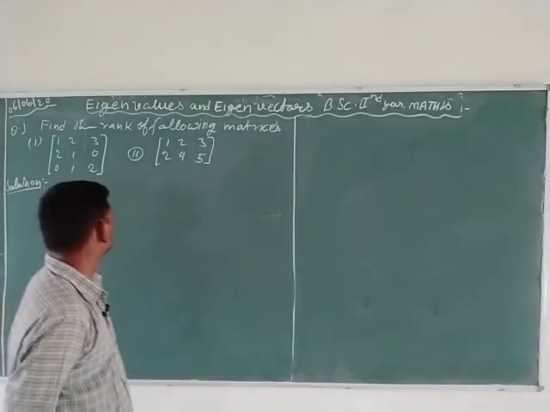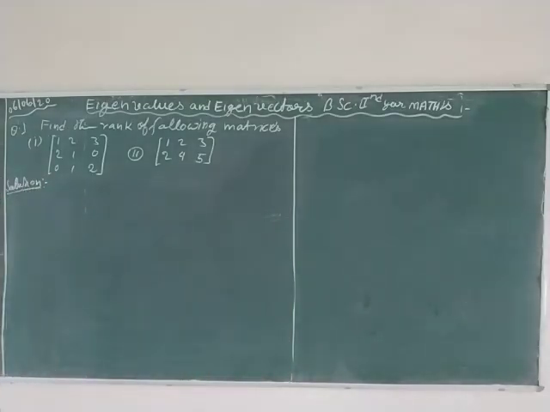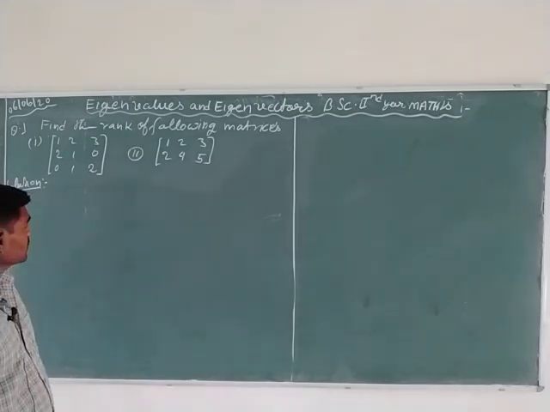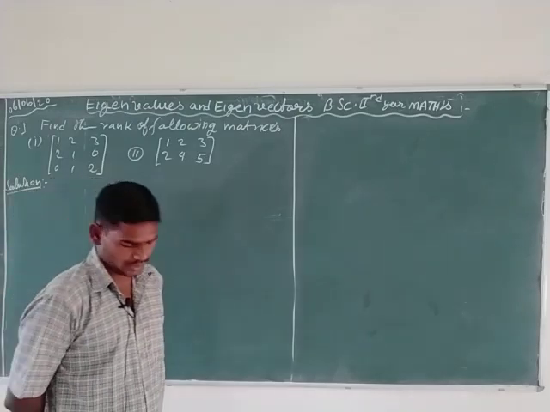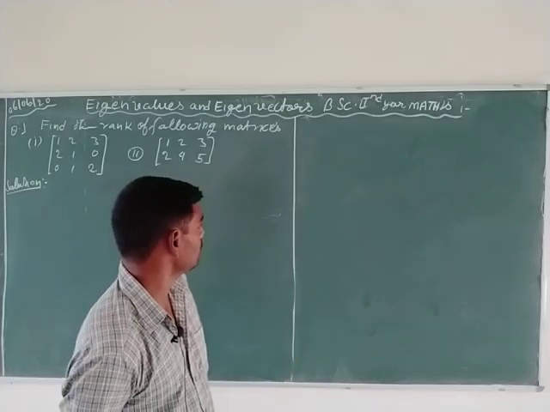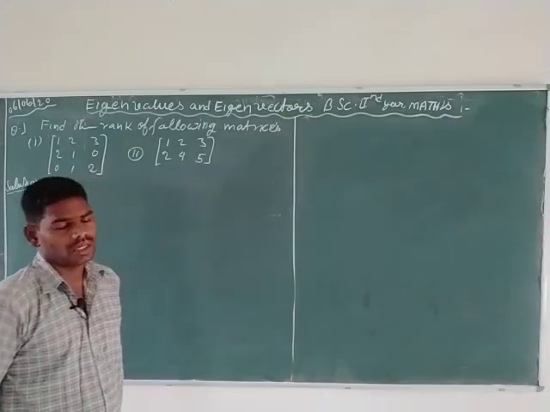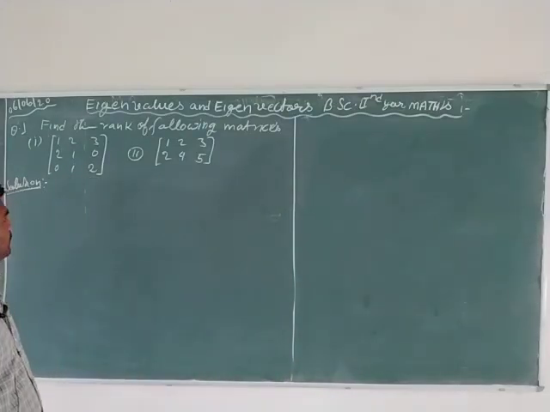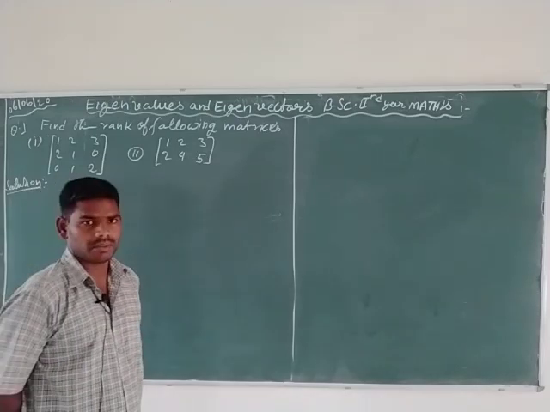First question is, find the rank of the following matrices. Here two matrices are given, the first matrix of 3 by 3 order and the second matrix of 2 by 3 order, because here the number of rows is 2 and columns is 3. And in the question, find the rank of the matrix.